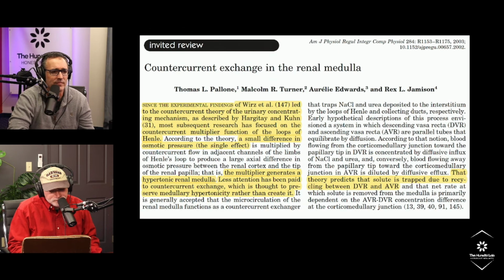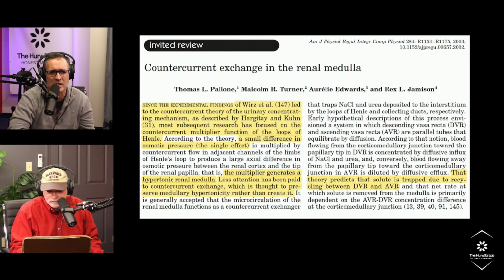Interesting. Yeah, it's generally accepted that the microcirculation of the renal medulla functions as a countercurrent exchanger that traps sodium chloride and urea deposited in the interstitium by the loops of Henle and collecting ducts respectively. So this gets into the vasa-recta, which is what you like. Right, exactly. Early hypothetical descriptions of this process envisioned a system in which descending vasa-recta and ascending vasa-recta are parallel tubes that equilibrate by diffusion.